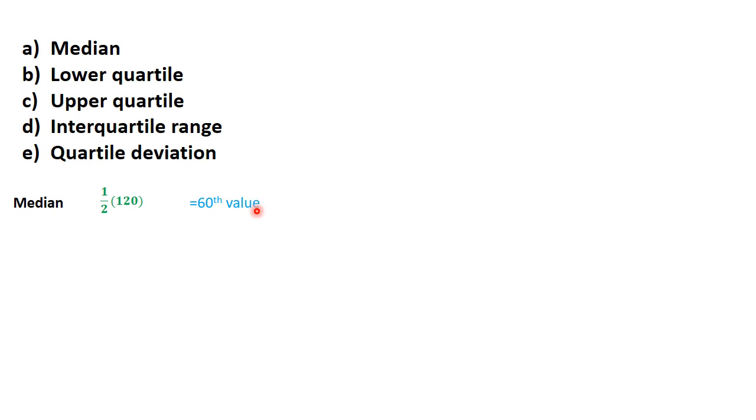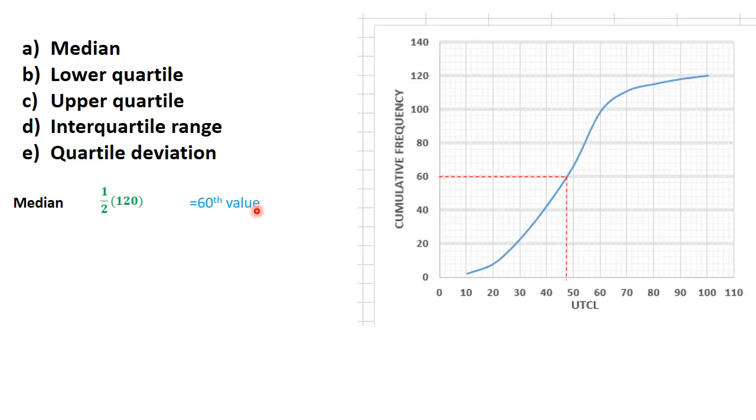Having got that, we go to the cumulative frequency curve, that's the Ogive curve, and look for 60 along the cumulative frequency. Move across until you get to the curve, and then go down and get the corresponding value. My estimate is 47.5. Try it out and see what value you get. It might not be exactly the same, but they are within some range.